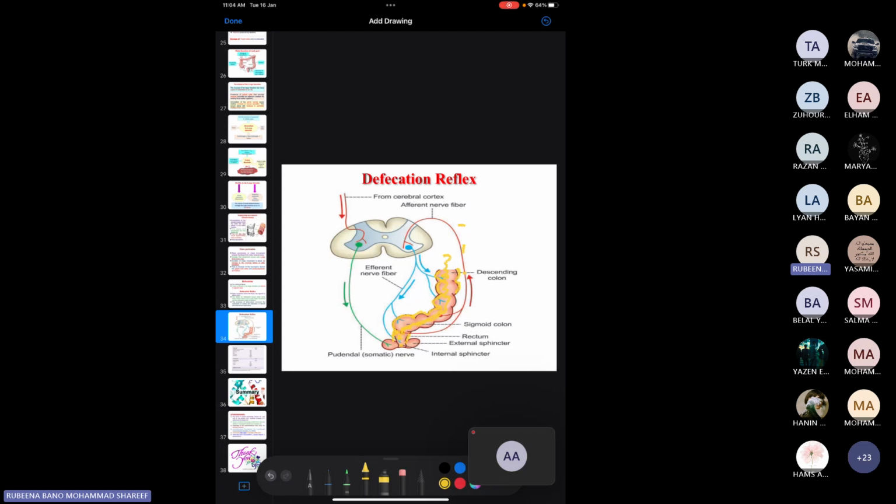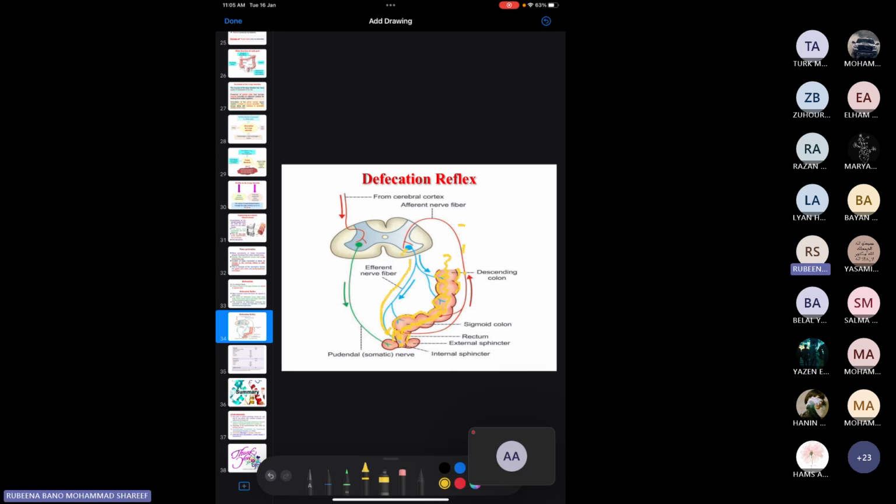Normally, as I said, the rectum is empty, but because of this mass movement, this fecal matter will enter the rectum. Also, this information will be taken to the parasympathetic supply, which is from S2, S3, and S4. The efferent will come through S2, S3, and S4, and it will inhibit the internal anal sphincter. Normally, as I said, there are two sphincters, the internal anal sphincter and the external anal sphincter. They both are contracted normally.